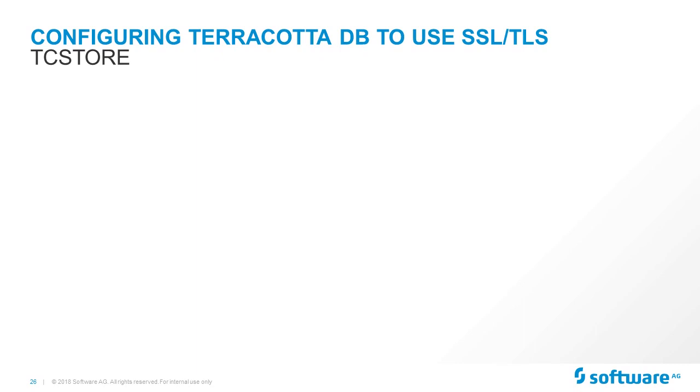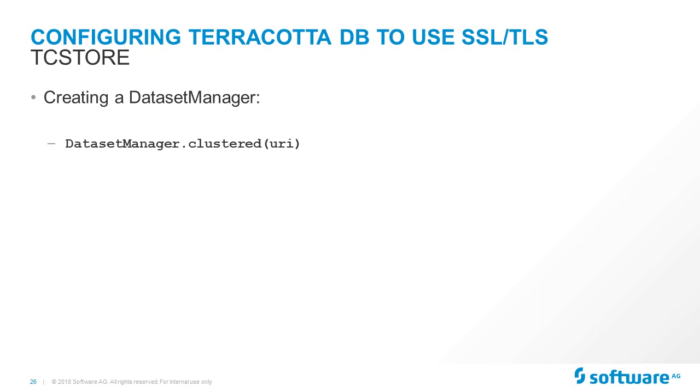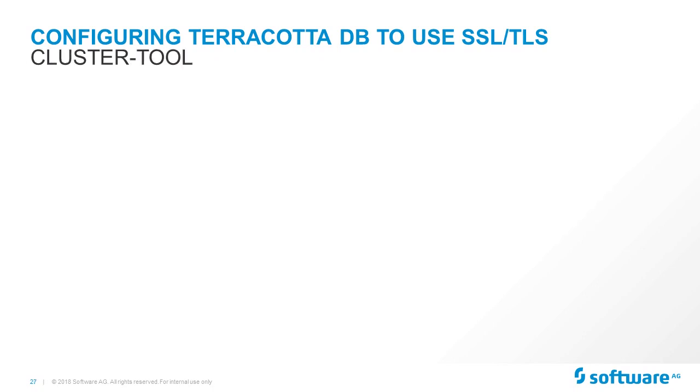Now let's look at how to configure a client, in this case TC Store. When we create a dataset manager, if we want an insecure connection, we can use DatasetManager.clustered and pass in the cluster URI. If we now want a secured connection, we can call secureClustered, and we have to pass an additional parameter, which is the path to the security root directory. And we have to do the same kind of thing for Ehcache. It has a similar secure version of its normal method.